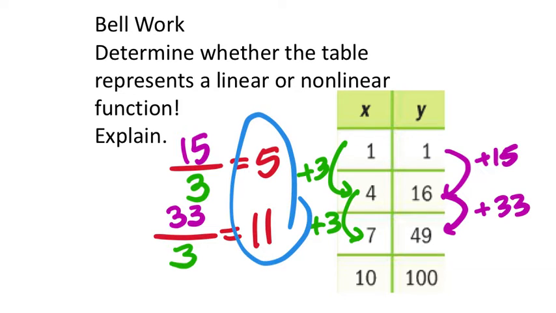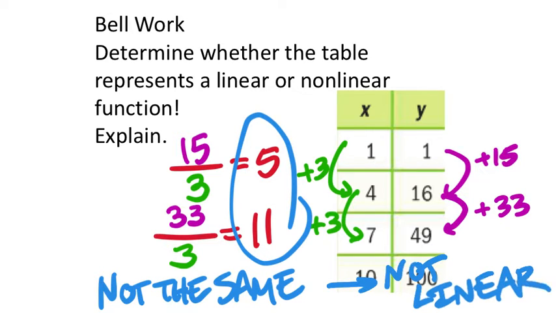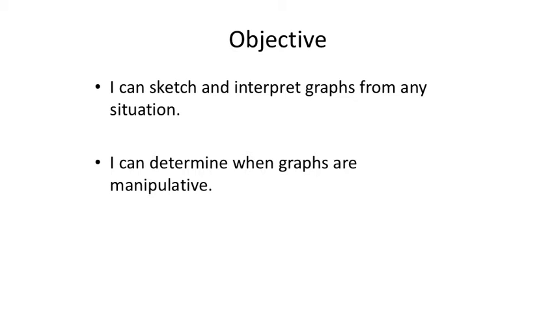These two are not the same. 5 and 11 are not the same. So I don't even need to check on this last ordered pair. I know right now that this is not linear. Okay, which means if you were to put this on a graph, just between these 3 points, you'd see some curvature of some sort.